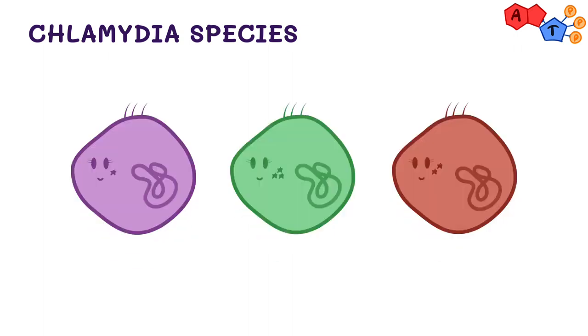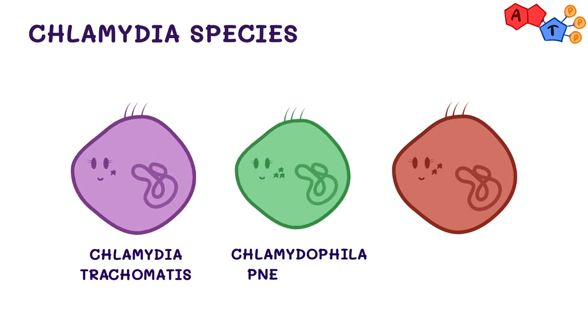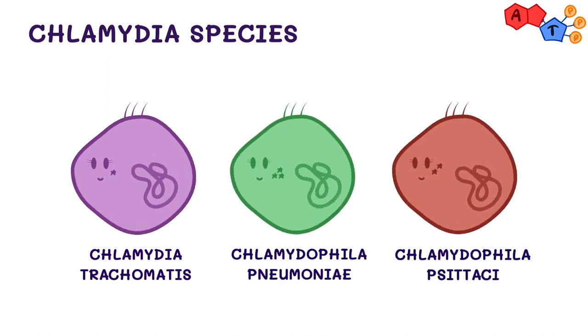There are three Chlamydia species that are pathogenic to humans: Chlamydia trachomatis, Chlamydophila pneumoniae, and Chlamydophila psittaci. This was a brief introduction about chlamydia. Now let's move on and talk about its important features.